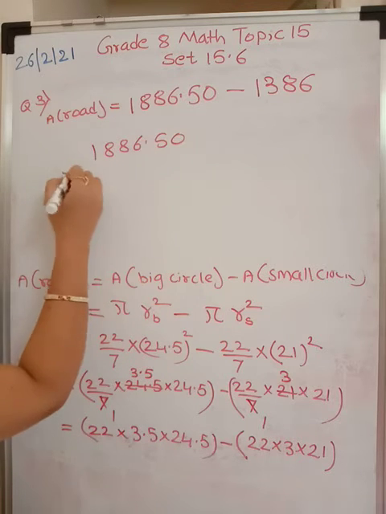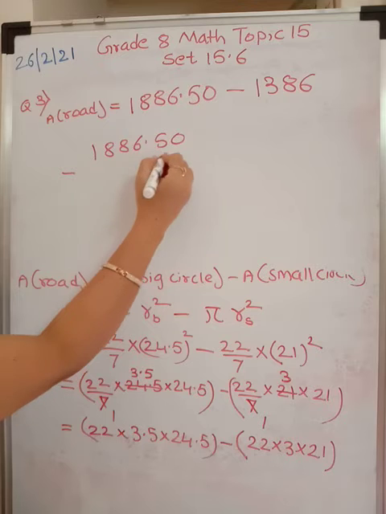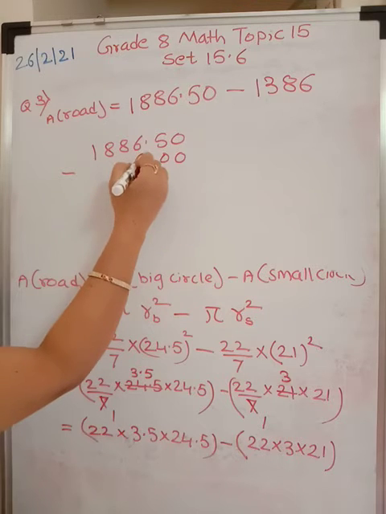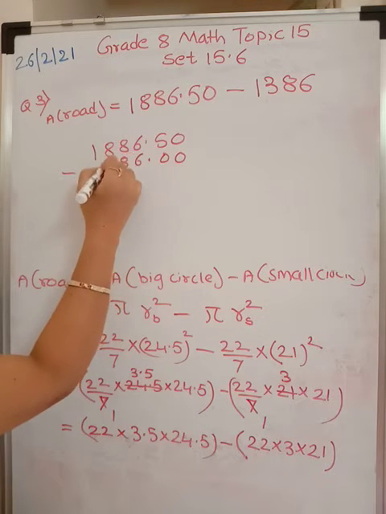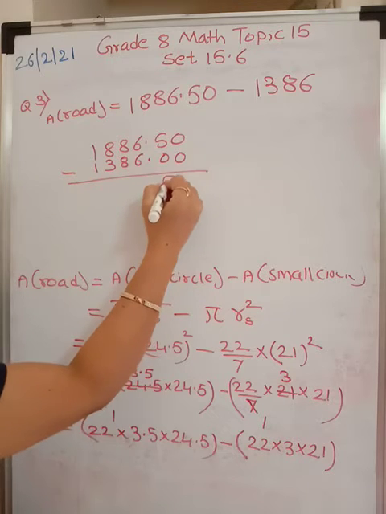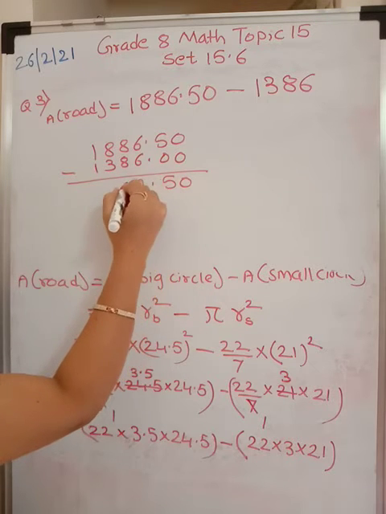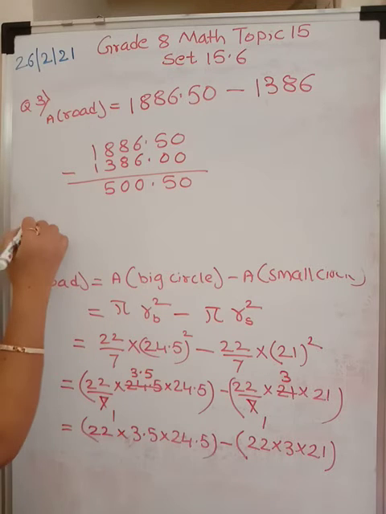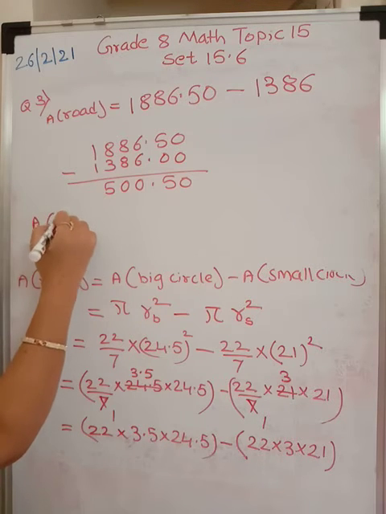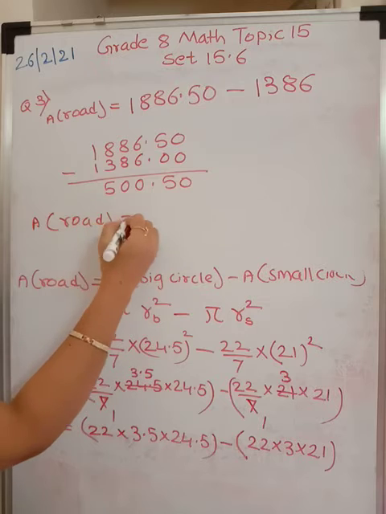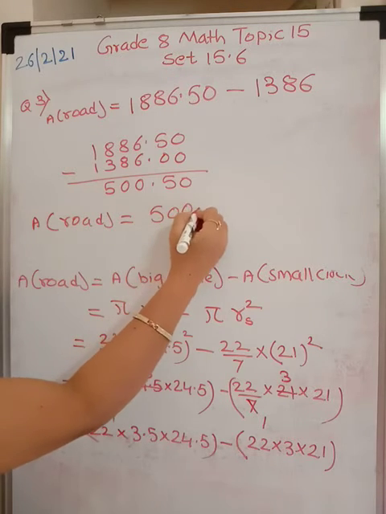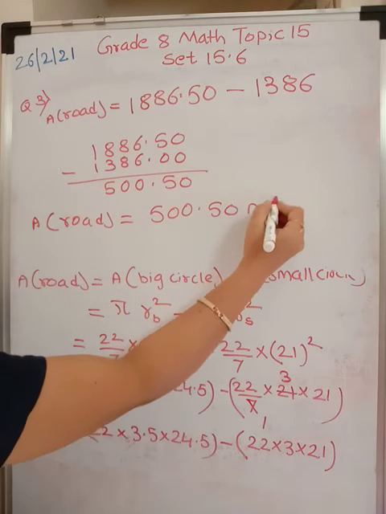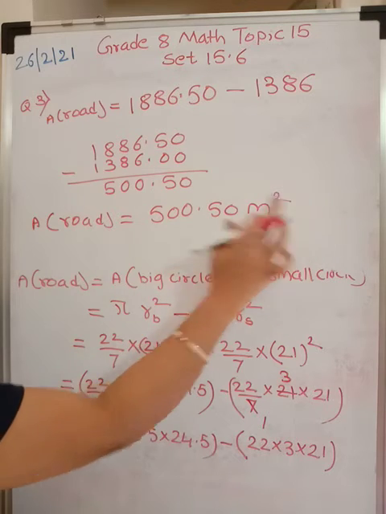Now let us do this subtraction. 1886.50 minus 1386. So what you are going to get is 500.50, the area of road in square meters. Area of road is equal to 500.50 meter square, or you can write square meter.